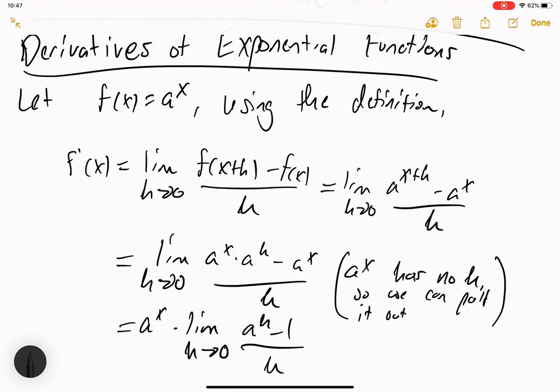Basically, if we do the limit as h goes to 0, the limit is only telling you what h does. So if you have two letters, x and h, ignoring that a is supposed to be a letter at the moment, we're allowed to treat one of them as a constant. That's why we get to pull out that a to the x.